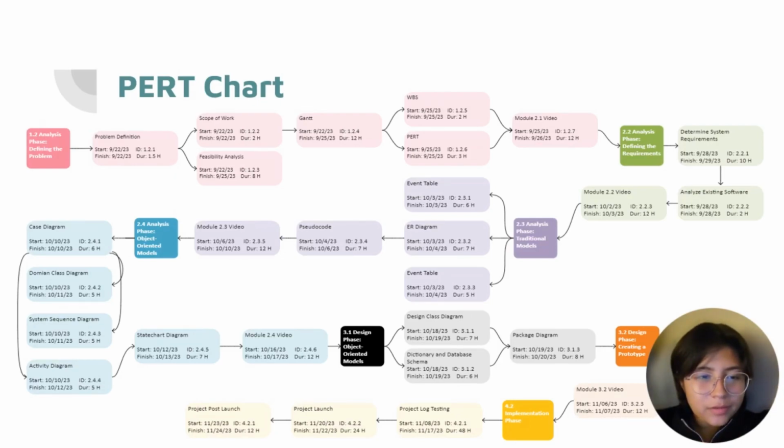Okay, so to go over our PERT chart, basically anything that comes from one has to be done before the following tasks are done. So it's kind of how we have it laid out. Our Gantt chart has to be done before our work breakdown structure and PERT chart is finished, and then of course our video can't be done until all of this is done. That's kind of the format of every phase that we have here.